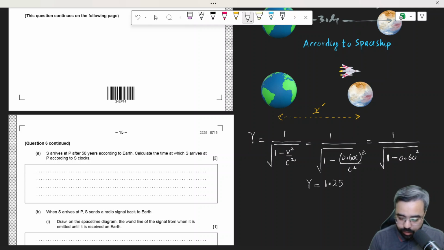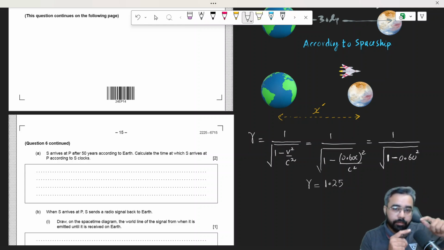This gamma value should be more than 1 if the spaceship is moving at a very high speed. So this will decide that the time will be dilated for Earth 1.25 times. Or in other words, you can say the time for the spaceship will get slow 1.25 times. Both are the same thing, right? So the time in the clock of the Earth will run fast according to the person in a spaceship.